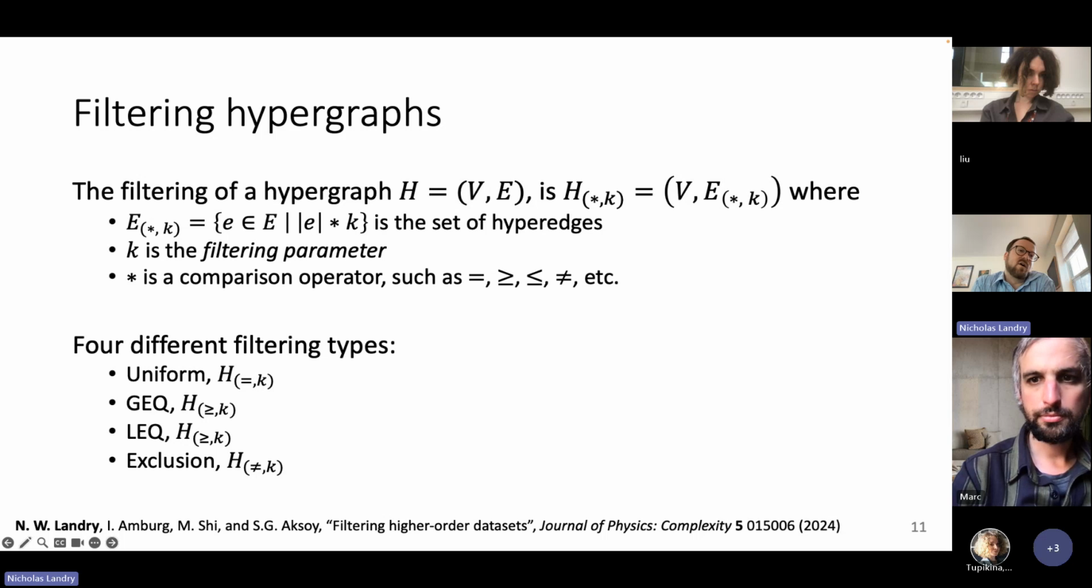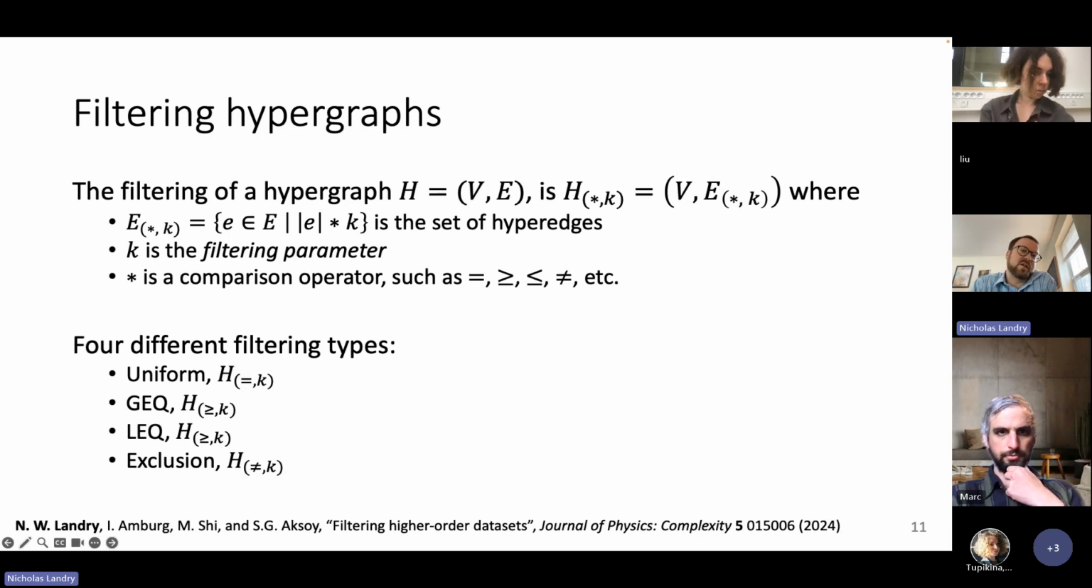So you basically look at all the edges that satisfy a comparison operator between the size of the edges, that's the |e| there, star k. Now, k is the filtering parameter that controls what size of interaction we want to look for. And then star is a comparison operator. Think like equality, greater than or equal to, etc. You can be more creative with this as well. In this paper, we basically consider 4 different filtering types. For example, the uniform filtering basically extracts all of the uniform hypergraphs of the main hypergraph.